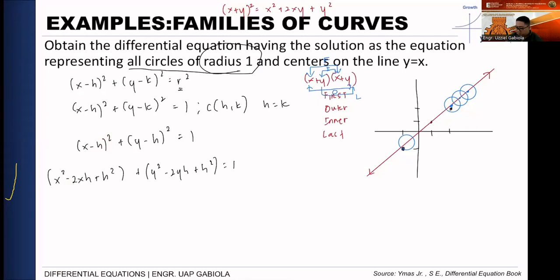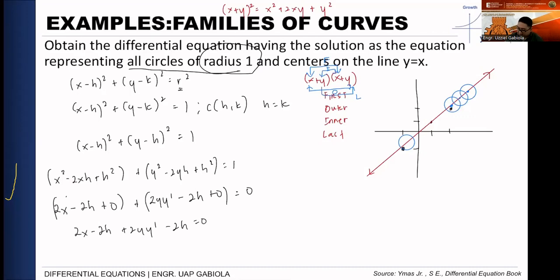Okay? Going back dito, perform na natin yung derivative. So we have 2x minus 2h plus 0. So medyo shortcut na yung pag-derive nito. So this is 2y y prime minus 2h plus 0 is equals to 0. So simplify natin: 2x minus 2h plus 2y y prime minus 2h is equals to 0. Divide all sides by 2. Magiging x minus h plus y y prime minus h is equals to 0. So, may dalawa palang h. So, that will be h.